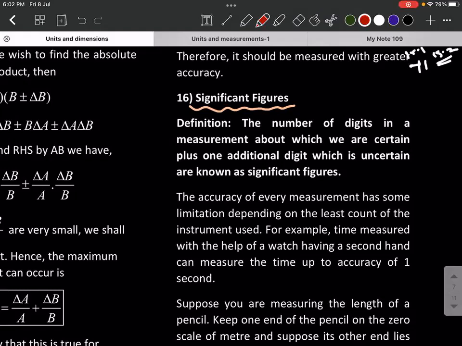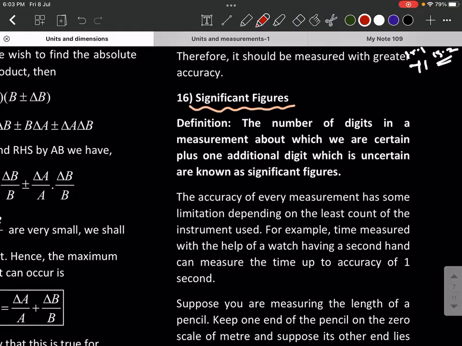Okay, now let's read the definition again. In a measurement, you have a number of digits. Out of these, whichever we are certain about, plus the last digit which we are uncertain about, plus one additional digit. It's not like you can add any number of uncertain digits; you are allowed to add only one. Then the final answer you report tells you how many significant figures it contains. Why do we need significant figures in a measurement? It is again related to accuracy and precision.